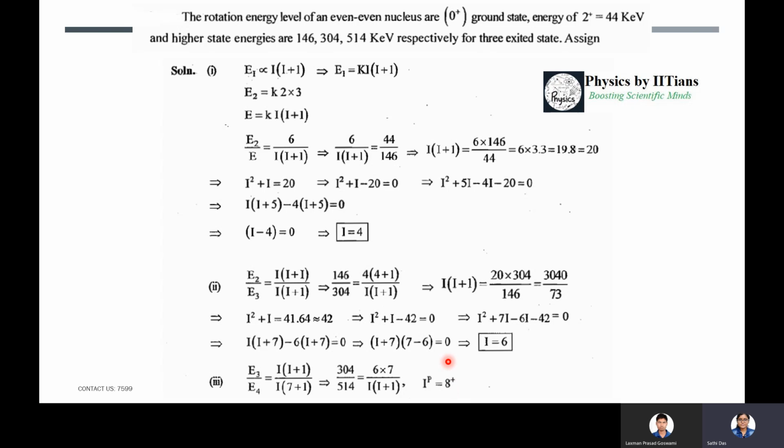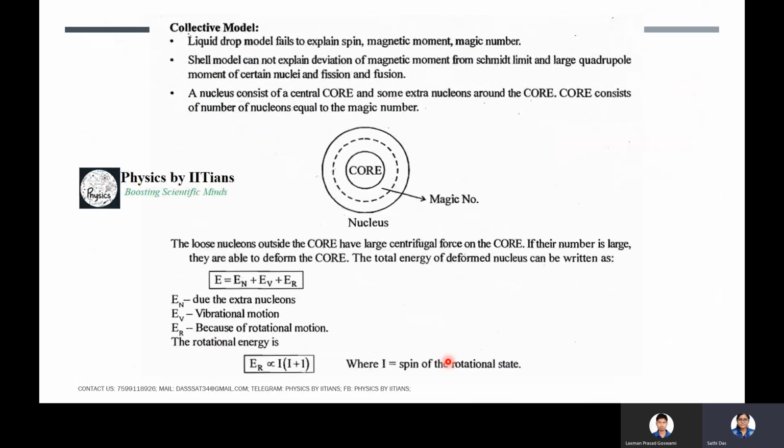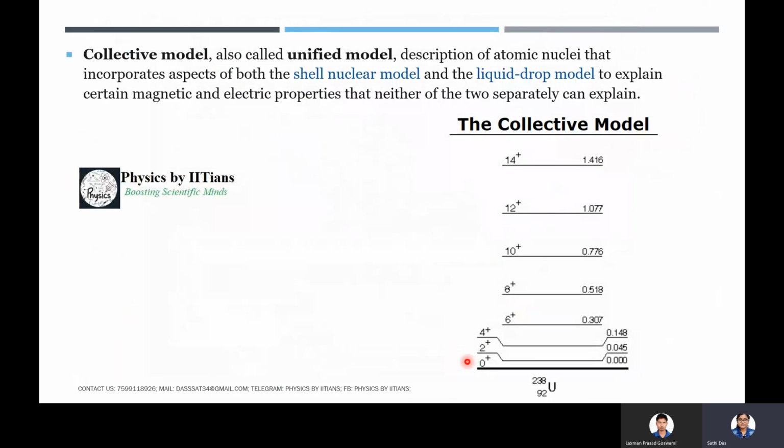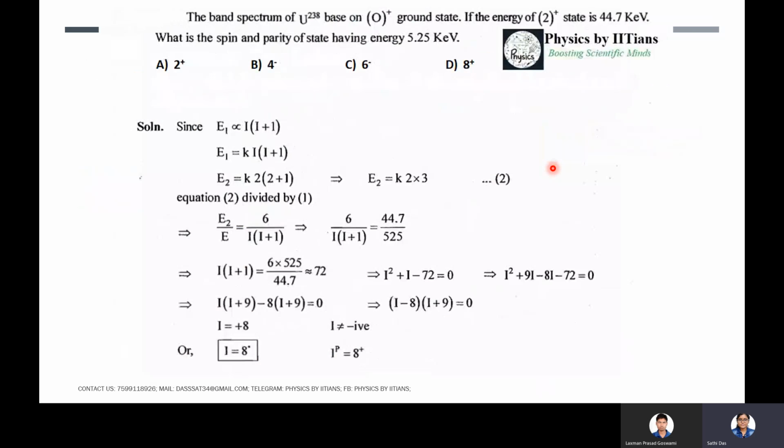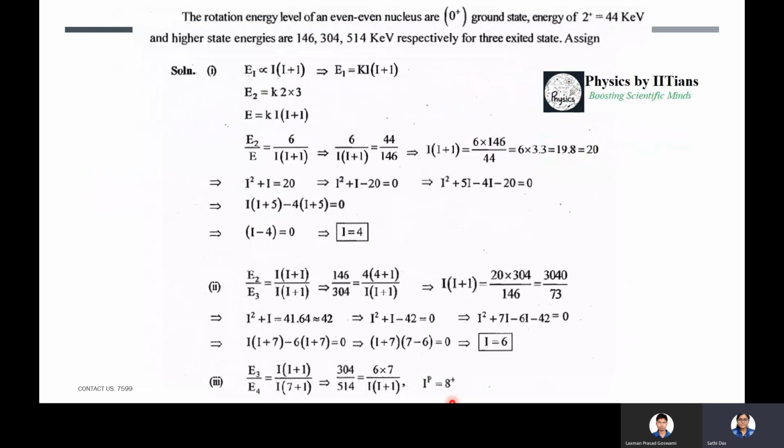So in the first diagram, I have shown you this one, that is 0 plus, 2 plus, 4 plus, 6, 8, 10, 12, 14. Do you get it here? Look here. You will get 0, then 2 plus, 4 plus, 6 plus, 8 plus, and so on.